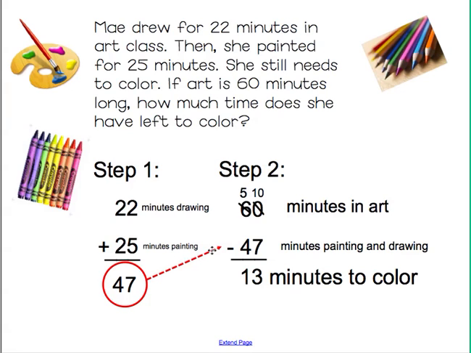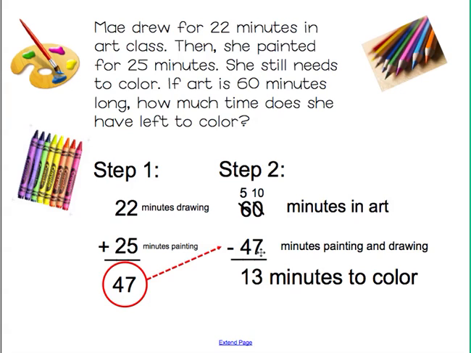Then in step 2, we're going to take this 47 that we figured out she's already used up, and we're going to subtract that from how many minutes she has in art class in all. So up here I put 60. She has 60 minutes total in art class. She's already used 47 of those minutes painting and drawing. How many minutes she has left over is the minutes left to color. So we're going to do 60 minus 47.